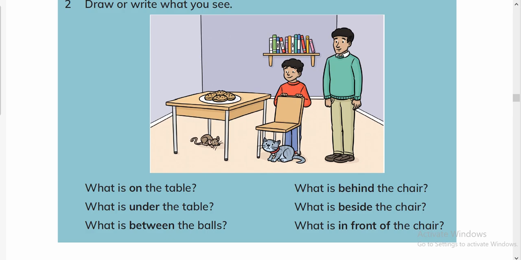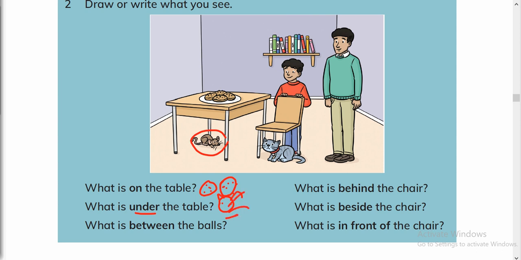Okay, what is on the table? On the table are some cookies. So here we can draw the cookies. That is easy to draw. Okay, what is under the table? Under the table is a rat. Yes, here is a rat, but I'm very bad at drawing the rat.